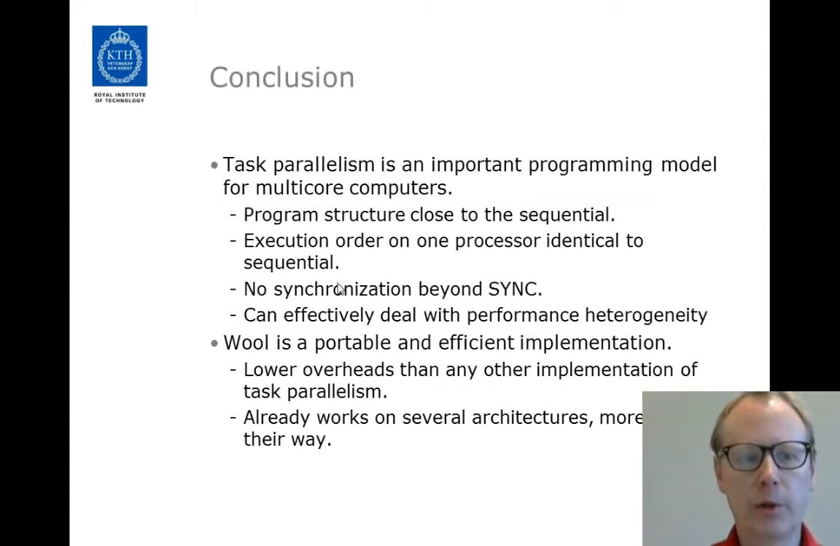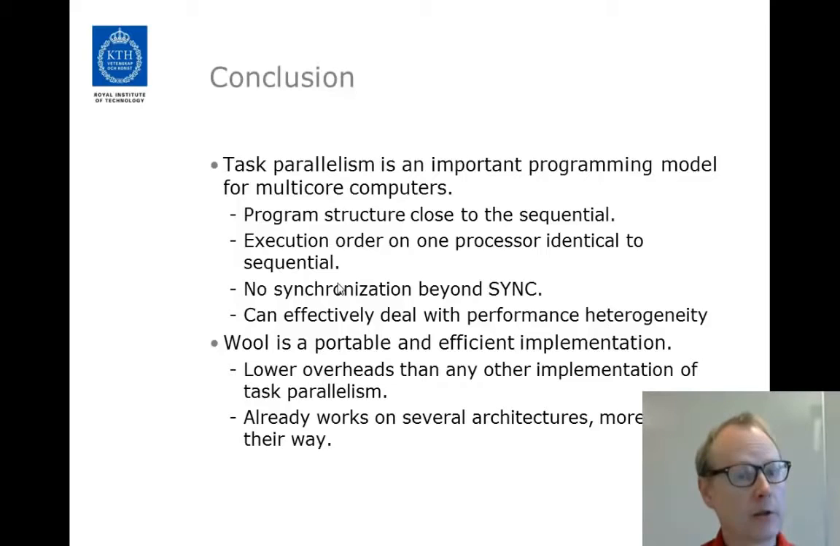So to conclude about tasks, task parallelism is an important programming model for multi-core computers. The program structure remains close to the sequential. The execution order on one processor is identical to sequential, which is very good for debugging. There is no need for other synchronization methods beyond sync. We can effectively deal with performance heterogeneity. We have Wool, which is demonstrated to be a portable and very efficient implementation, with lower overheads than any other implementation of task parallelism, and it already works on many architectures, with more operating systems on the way.